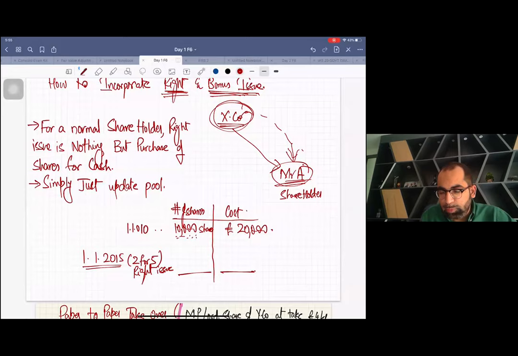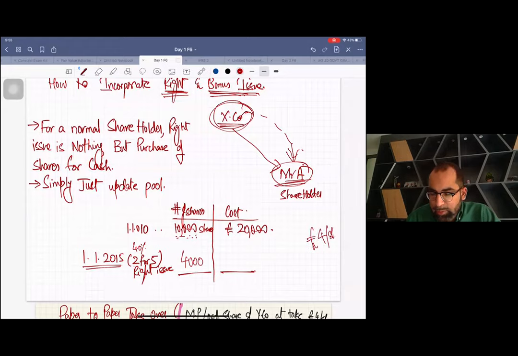Already I bought 10,000 shares for 20,000. Now, for example, there is a 2-for-5 right issue. 2-for-5 means 40%. Now, can you apply 40% on 10,000? Yes. So that means I have bought 4,000 shares. And for example, the price of these 4,000 shares is £4 per share. So 4,000 into £4 is £16,000.